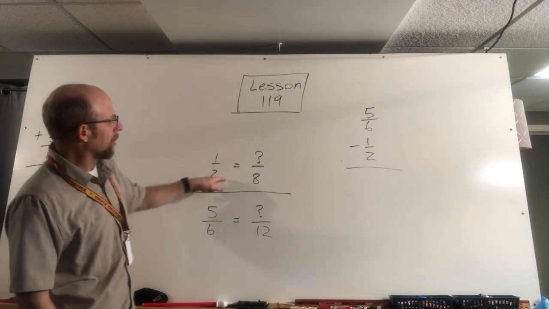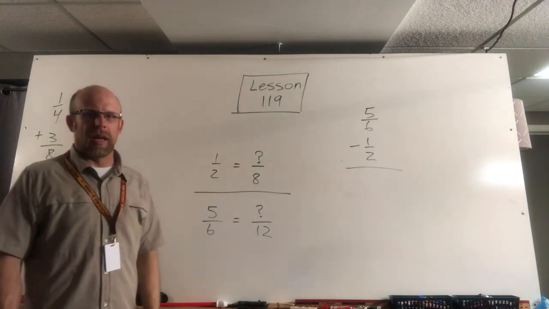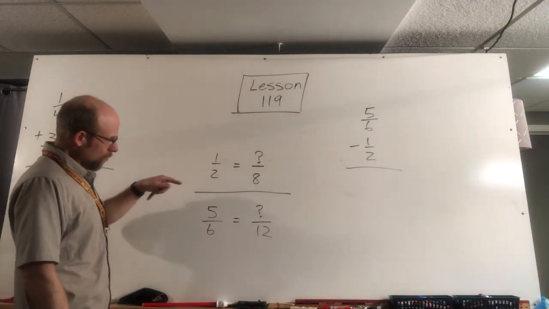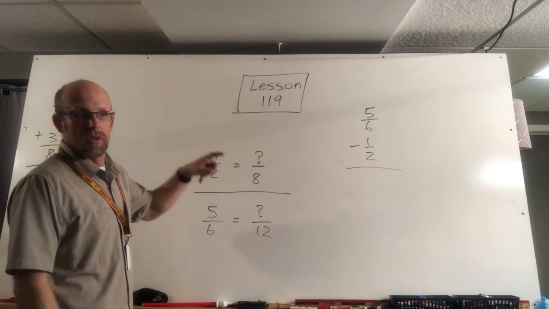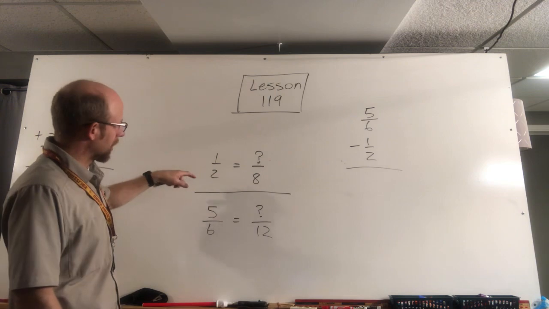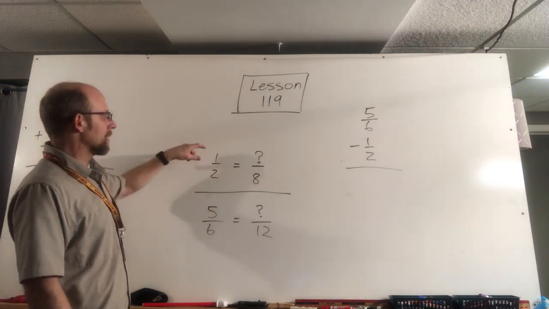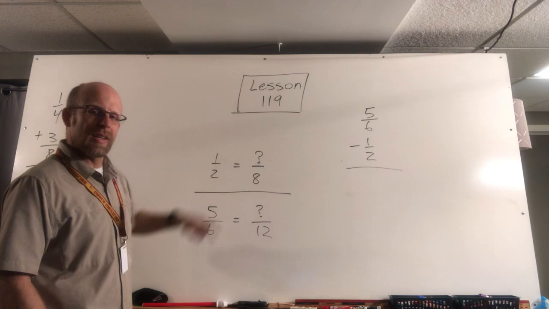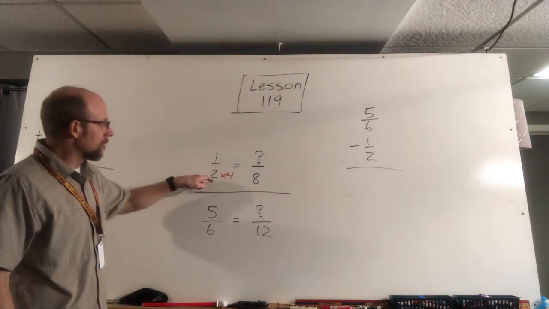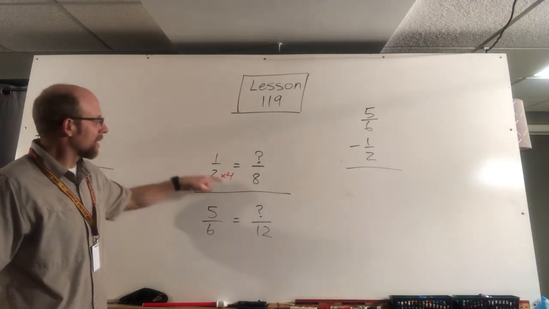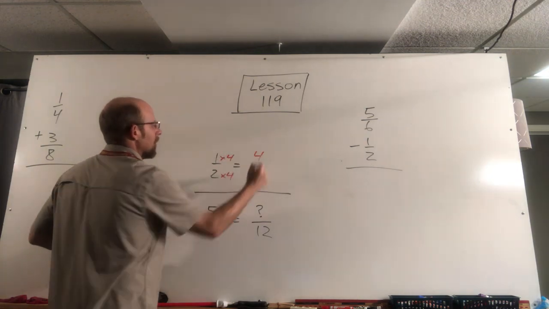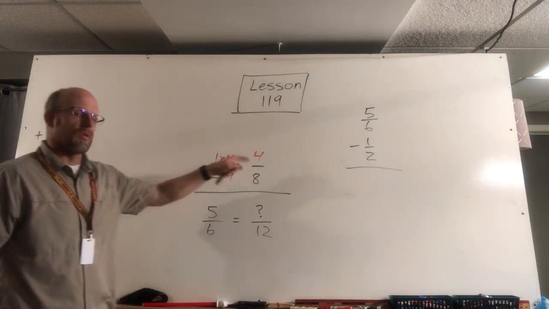If I have 1/2 equals blank eighths, and I don't know what that is, how do I figure that out? Remember, D down denominator, N north numerator. So whatever I do to the denominator, I have to do to the numerator. So how do I get from 2 to 8? I go 2 times 4. So if I do 2 times 4 to get to 8, then I'm going to do 1 times 4 to get to 4. So 1/2 equals 4/8.